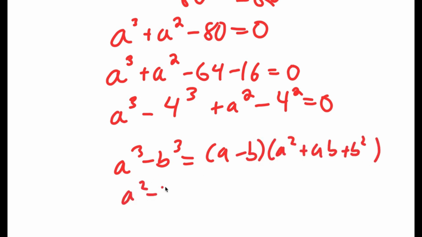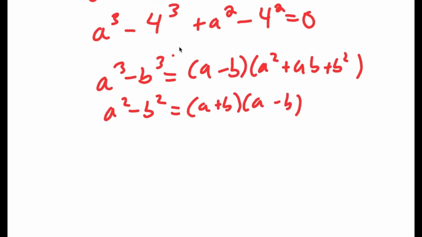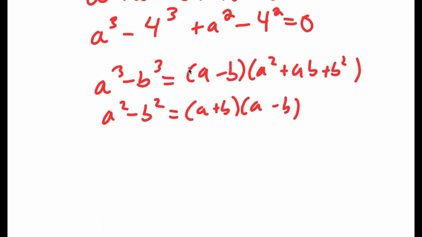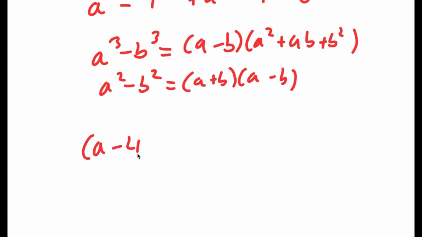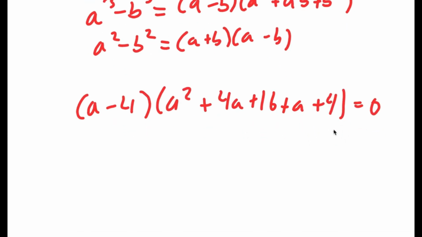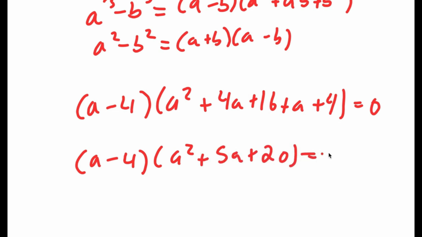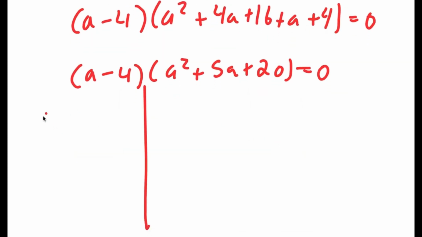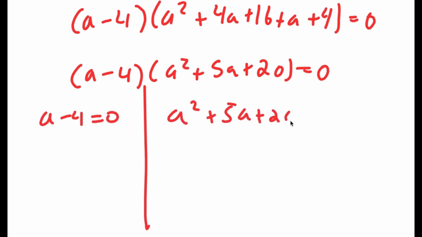And if I have something in the form a squared minus b squared, this is equal to a plus b times a minus b. So by using these two properties, I'm going to end up with a minus 4 times a squared plus 4a plus 16 plus a plus 4 is equal to 0. And this simplifies to a minus 4 times a squared plus 5a plus 20 is equal to 0. So now this gives me two equations. I get a minus 4 is equal to 0, and a squared plus 5a plus 20 is equal to 0.